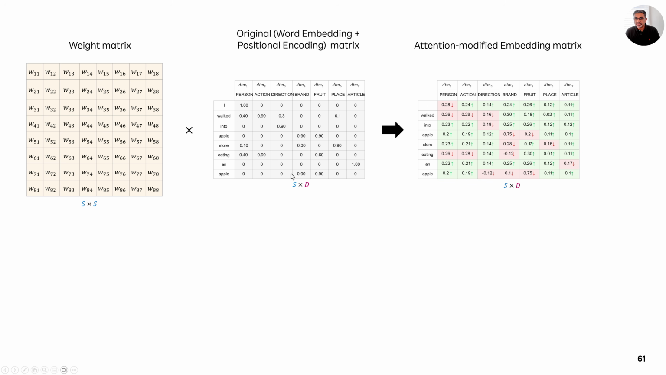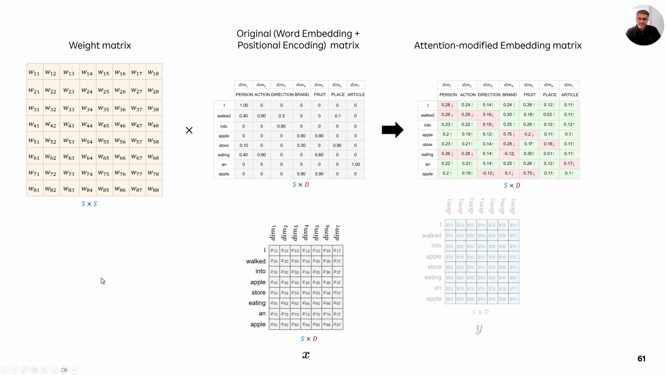Now, if the original is S cross D and you want to produce, of course, the same size S cross D, what should be the size of this weight matrix? It should be S cross S, because S cross S, when you multiplied with S cross D, will give you S cross D back. So you know already that the weight matrix that you want is S cross S, correct?